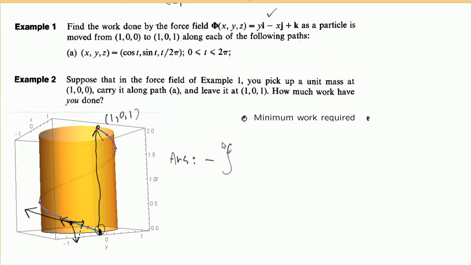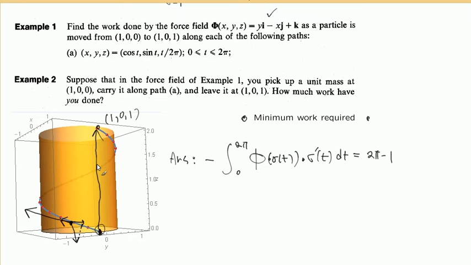minus the integral from 0 to 2 pi of this vector field phi at sigma(t) dotted with sigma prime(t) dt, which you already calculated. I think it was 1 minus 2 pi. Was that right? Something like that. So it's 2 pi minus 1. So that much is the minimum amount of work you have to do to push it all the way up to here.